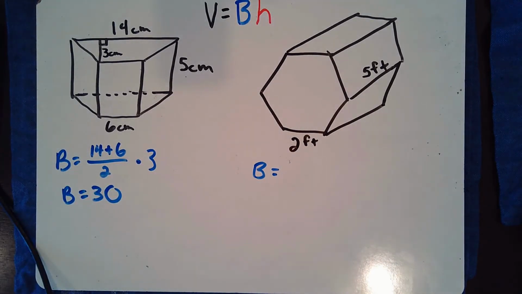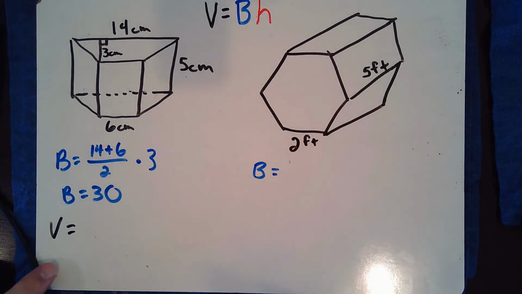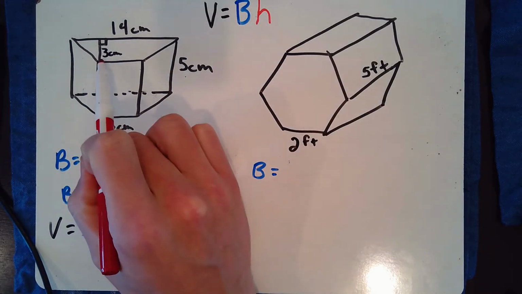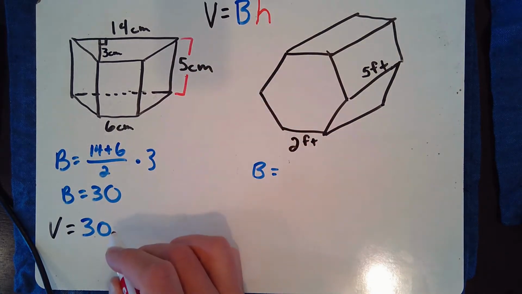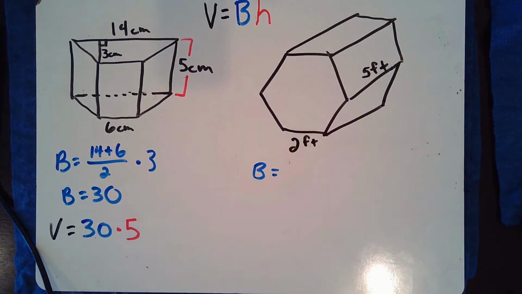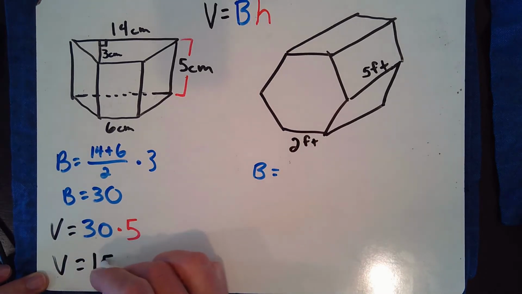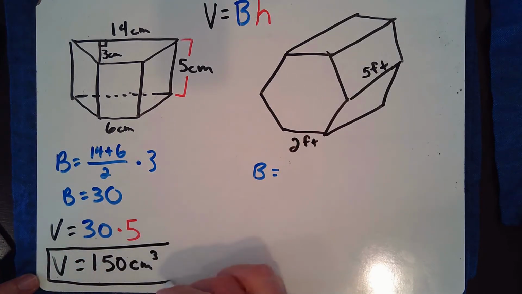Once you find that, we can go ahead and start finding volume. Volume equals base area of 30 times the height. Then you have to just go back in and identify it. Remember, now we're not using 3 as a height. We are using this 5 as the height because it's the height of the prism. And 30 times 5 gets me a volume of 150 centimeters cubed. That's our trapezoidal prism.